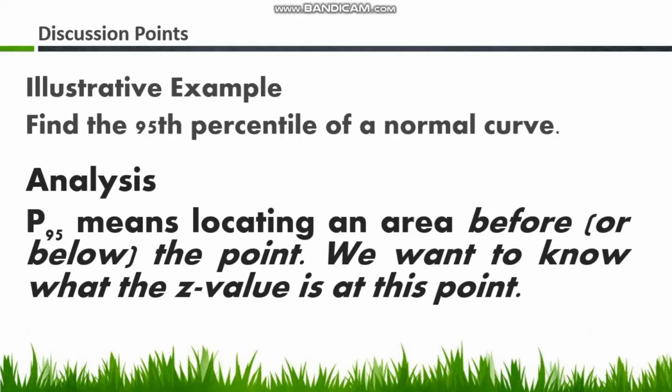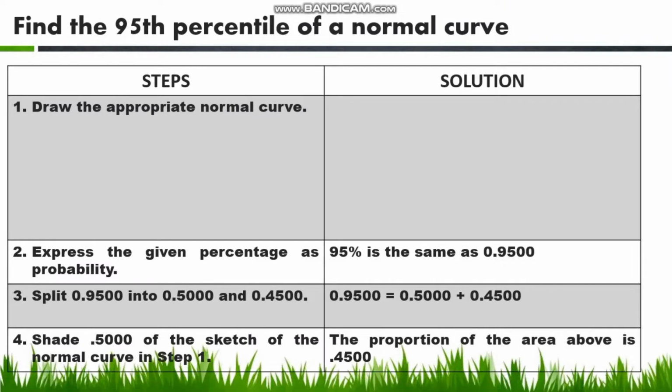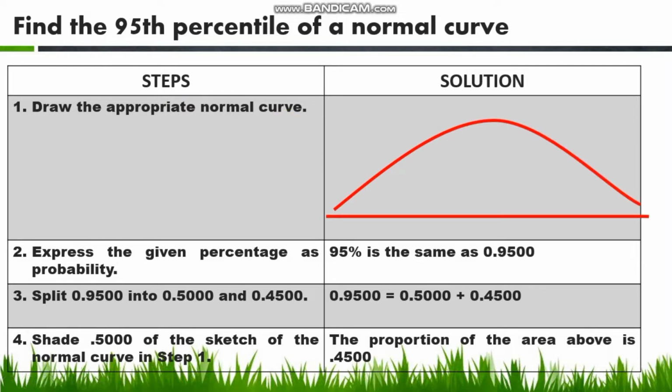Now, let's solve this one. Find the 95th percentile of the normal curve. To do that, here is our solution. First step, draw the appropriate normal curve. Of course, our normal curve looks like this. The center of the normal distribution is the mean. Then we get the 95th percentile. The 95th percentile is actually 95%.